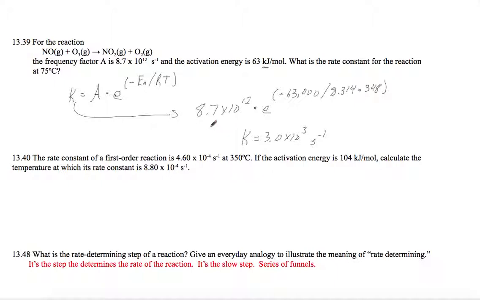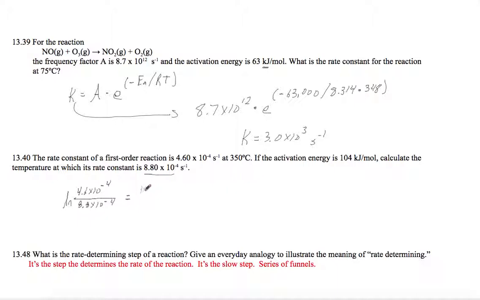Number 40, the rate constant is this thing. The activation energy is this thing. Calculate the temperature if the rate constant is that. So this is going to be the same thing as question number 38, only we're looking for a different variable. So in this case, we're going to do natural log of 4.6 times 10 to the minus 4th divided by 8.8 times 10 to the minus 4th equals, now we have the activation energy.